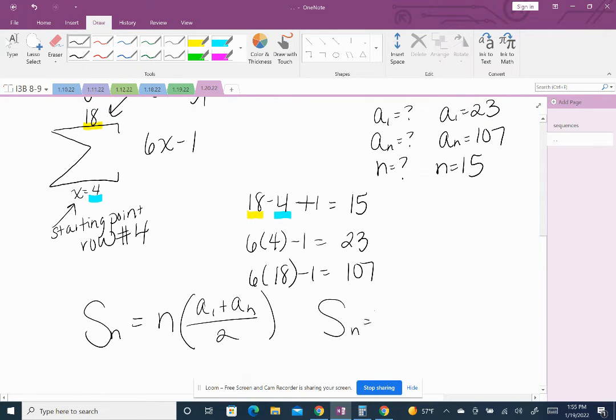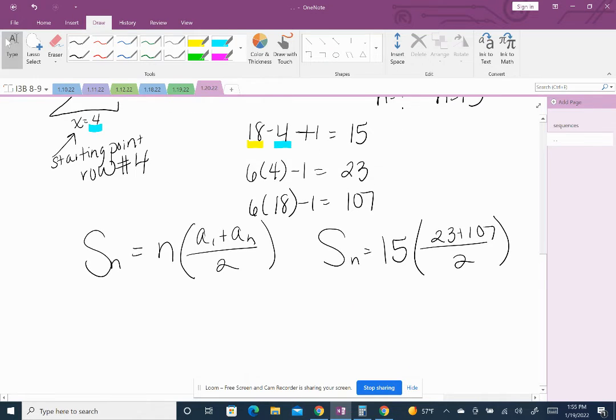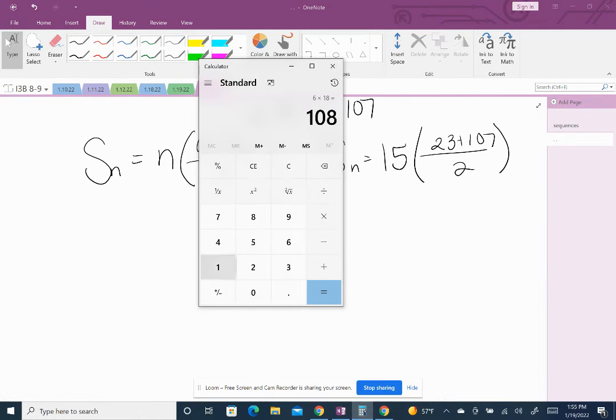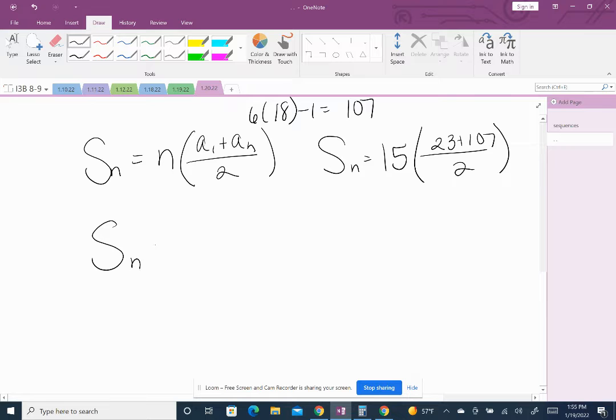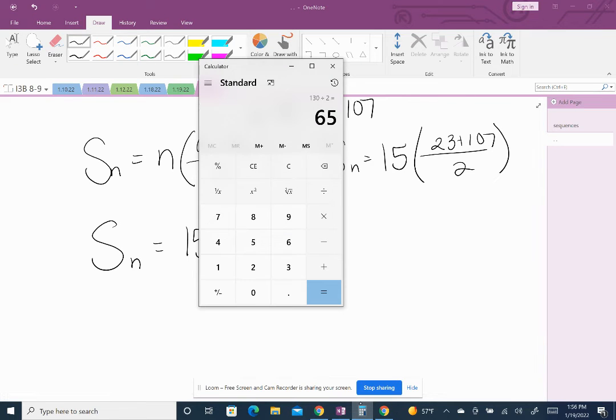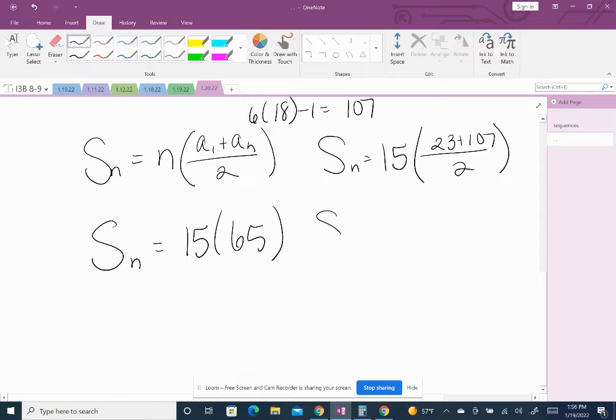S of n is equal to 15, 23 plus 107 divided by 2. 23 plus 107, divide that by 2, then you get 65. So S of n is equal to 15 times 65. And if I put that back in my calculator, that's going to give me 975.